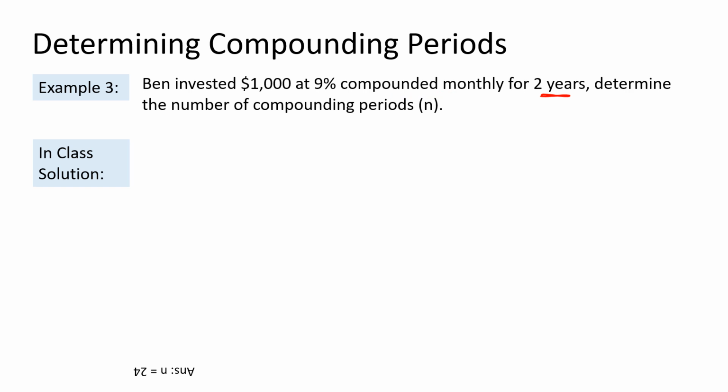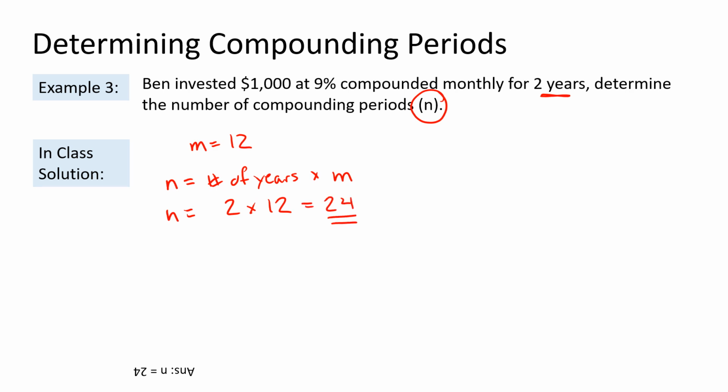Now, when we're looking at the value n, we start to look at both pieces of data, because we need to understand how often it's compounded in 1 year, as well as how long your term is for your investment. So in this case, it's compounded monthly, meaning our value for m is 12, and our investment period is 2 years. So our value for our number of compounding periods n, remember, is equal to the number of years in the term multiplied by our value of m. So if I substitute these in, I have 2 years times 12 compounding periods per year, since it's monthly, gives us a value of 24.